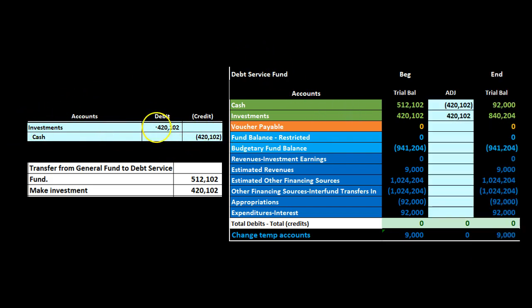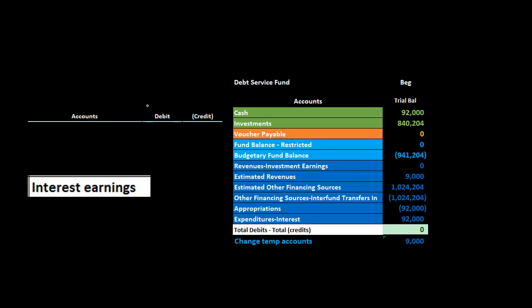Looks like this. We're going to say the investment's going to go up with a debit. So we'll debit the investment. The cash is going to go down with a credit, that leaving us with the 92,000, that being the interest payments. So it leaves us with just exactly what we need to pay off the interest payments. So then we have the interest earning.